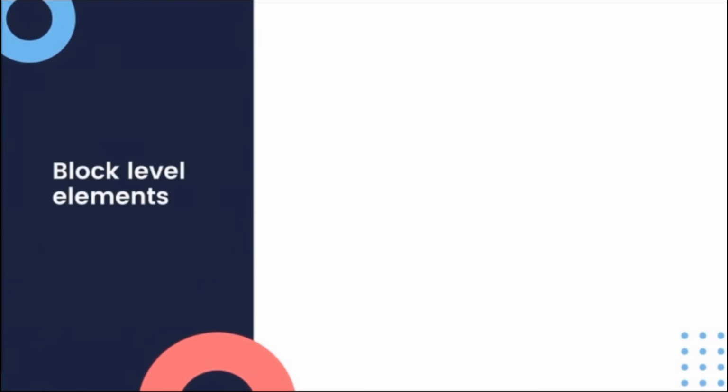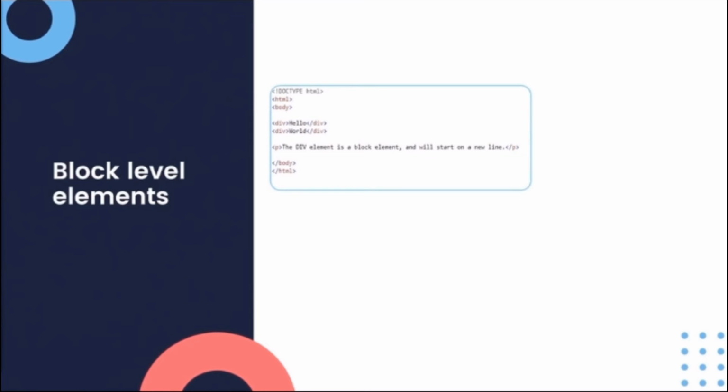And what we have here is a typical example of what a block level element in the code and the output would look like. In our code over here, we've got these two div elements. Okay, in the one div element, we've got this text that says hello. In our second one, we've got this one that says world. And then just below that, we've got a paragraph tag that says the div element is a block level element and will start on a new line.